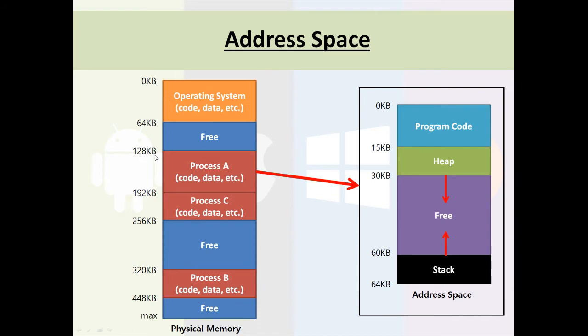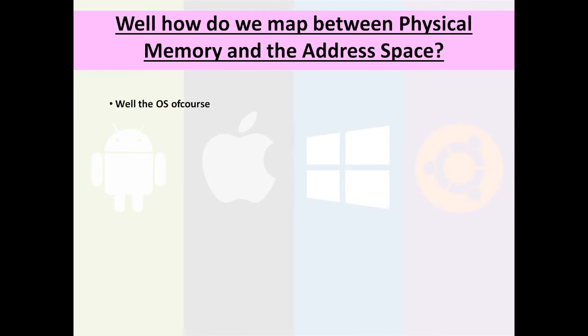And I'll get into how these numbers translate exactly a little bit later. Just to clarify as well, processes are still stored in physical memory, of course. That hasn't changed, right? But those physical addresses are now accessed via the address space. So the question is obviously, how do we map between our physical memory and the address space? And it's the operating system's job to facilitate this process.